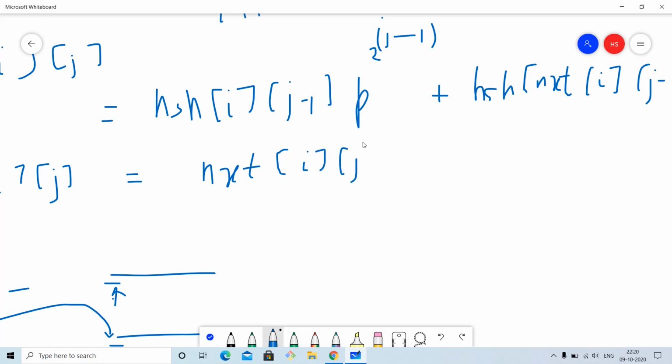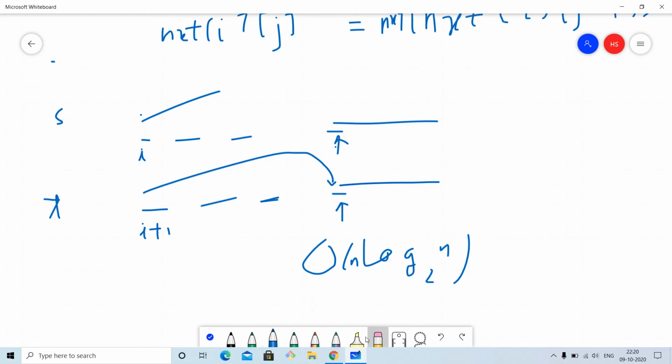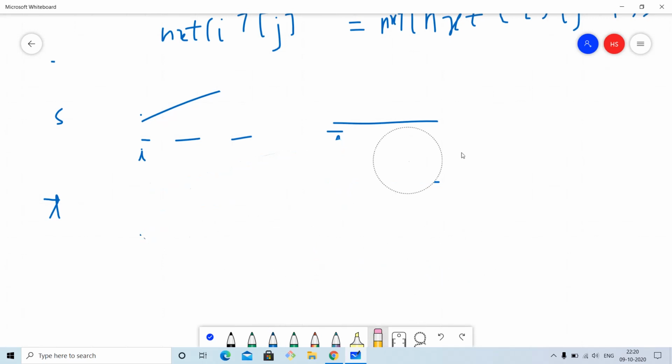So this is the position of mid plus 1, and after this position, from the mid position, we can compute for the length 2 to the power j minus 1. So that will give us the full next ij. In intuition, if we want to take the intuition of it, what is happening is exactly this.